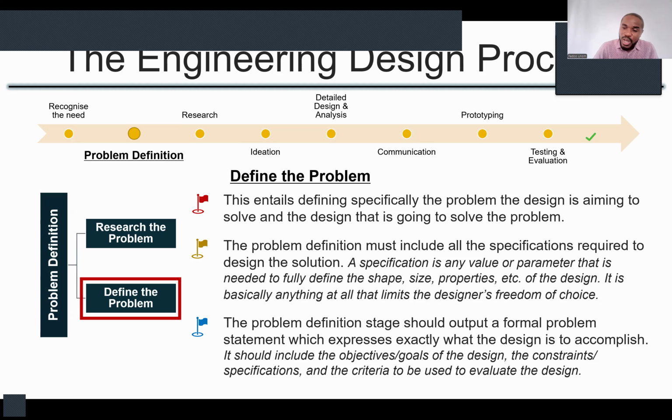So you must expressly state what the design is going to accomplish, and you will include the objectives and goals of the design. You will include the constraints and specifications of the design. You will also include the criteria that will be used to evaluate the design. When you finish, how do you know that this is successful? How do you know that this thing has met the need? Is that okay? So what you state in your objectives is what will be used. When you come to final year and you come to defend your project, we will look at your aim and objectives and we'll look at what you are presenting to us.